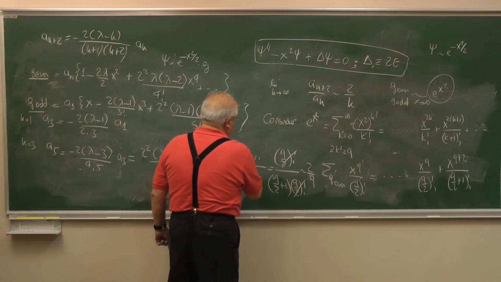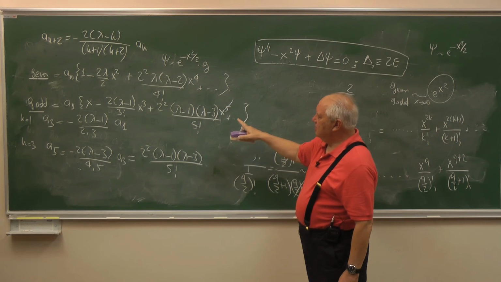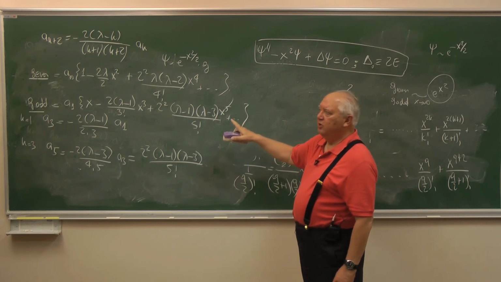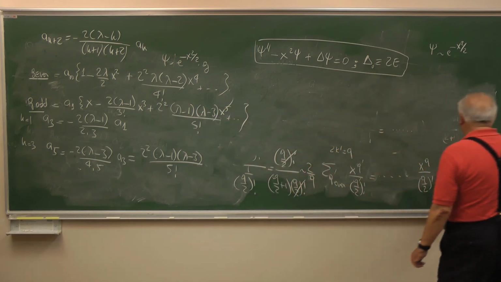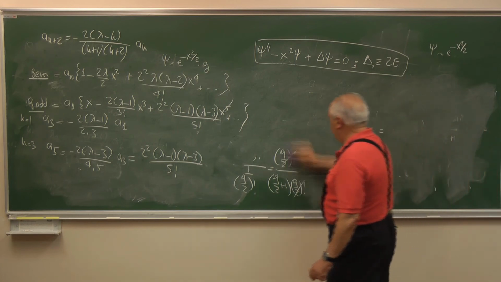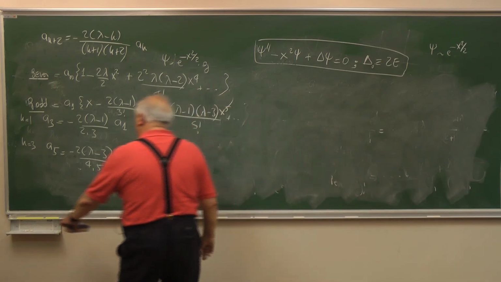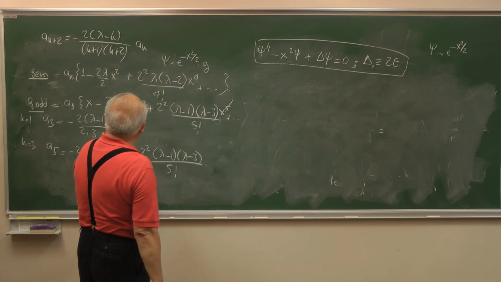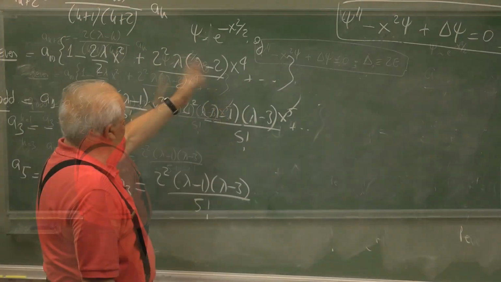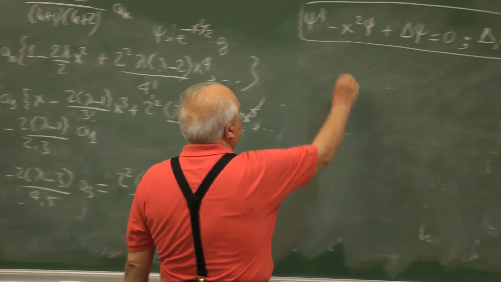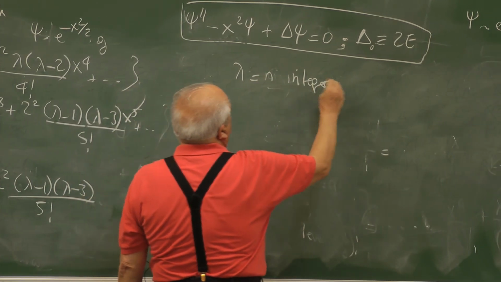Now, I'm erasing this part. That means our g functions must be polynomials because they are not infinite series anymore. They must be terminated at some power. And let's see. 1, 2, 3, it will go like this, 4, 5, etc. So lambda has to be an integer. Lambda has to be an integer, and a positive integer.